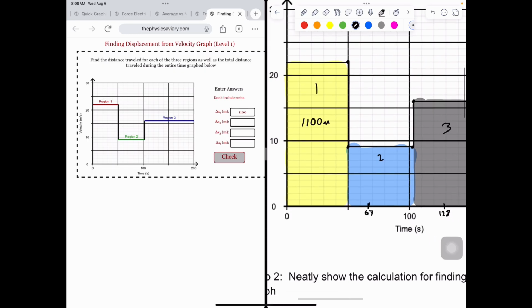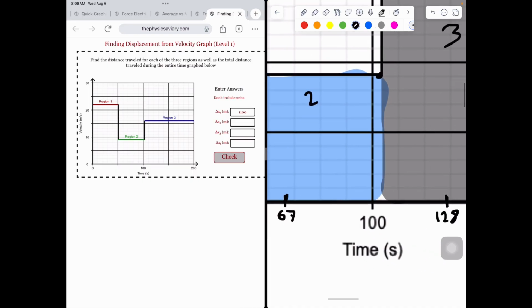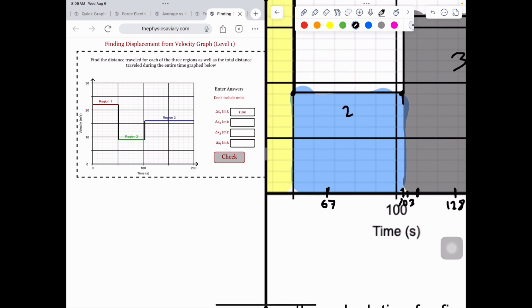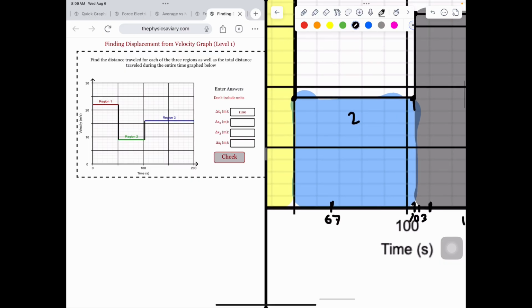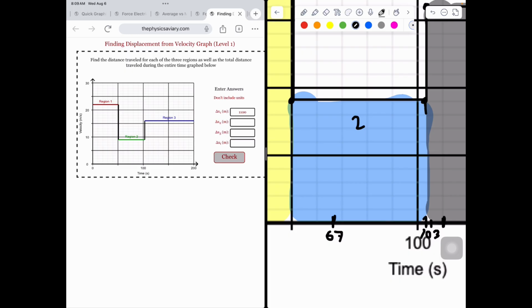Okay, region two, got to estimate a little bit because it's going a little bit more than 50. So if I had to estimate here, this would be 110, that would be 105. So I'm going to put that at maybe 103 right here, this mark. So the difference between 103 and 50 would be 53. So we'll go 53 seconds times 9 meters per second, and we're looking at about 477 meters for my second region.